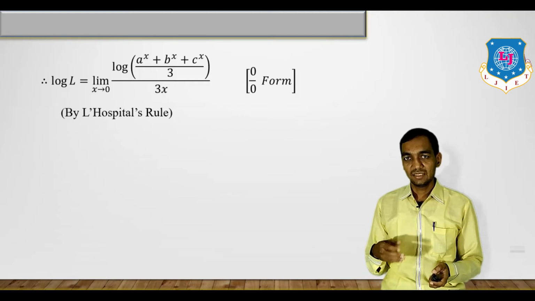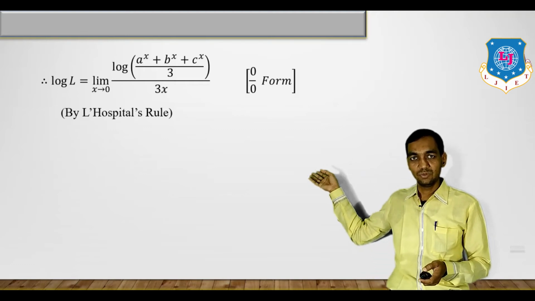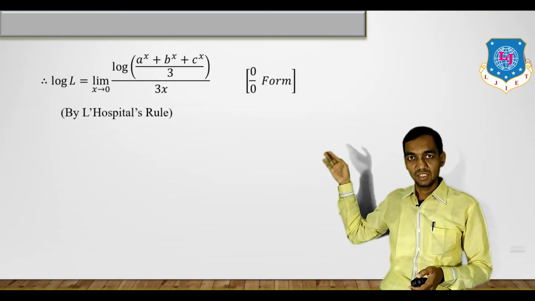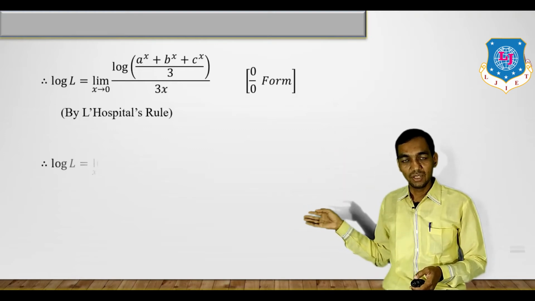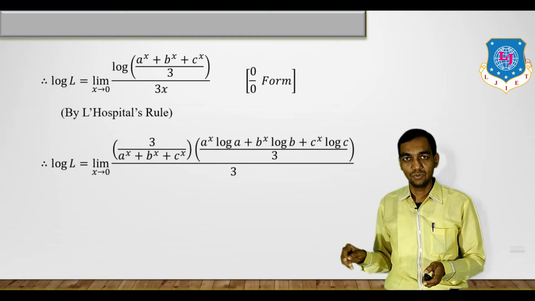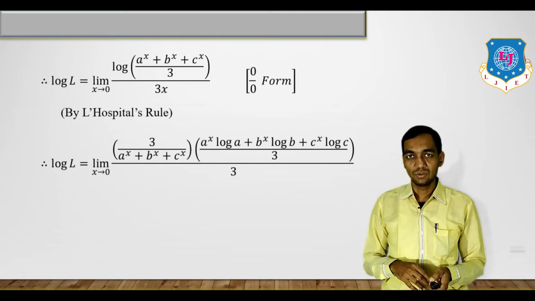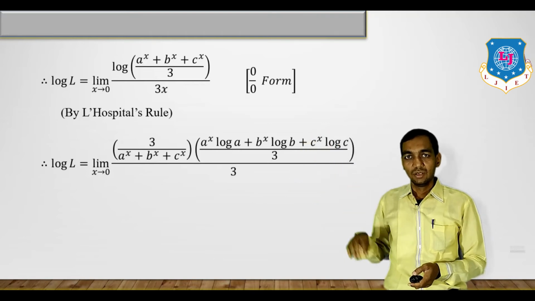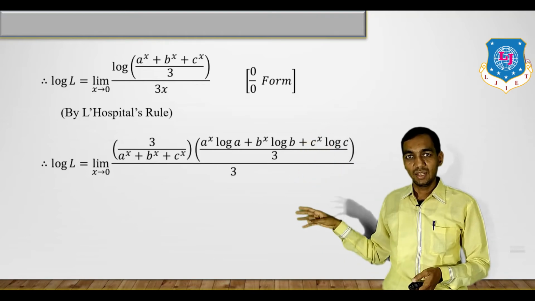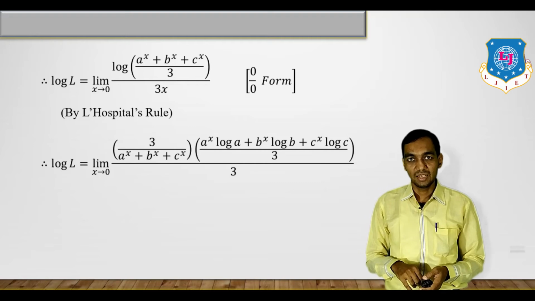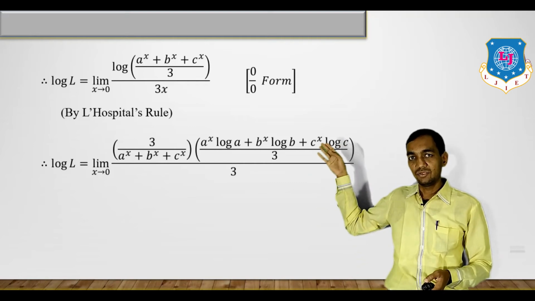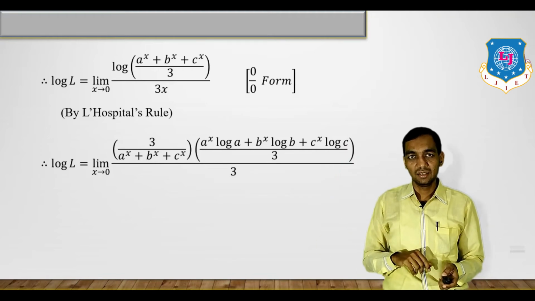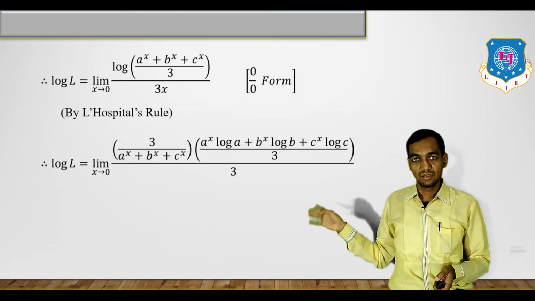So that will give you limit x tends to 0 of log of ((a^x + b^x + c^x)/3) divided by 3x, that is 0 by 0 form. So we are going to apply L'Hopital's rule. Then log has a derivative 1 upon x, that means 3 upon (a^x + b^x + c^x) into the bracket (a^x log a + b^x log b + c^x log c) divided by 3.